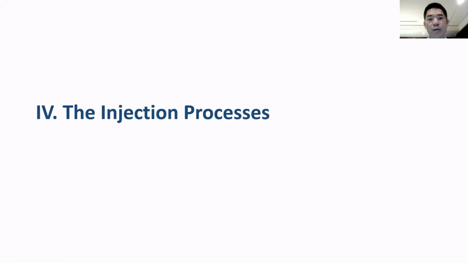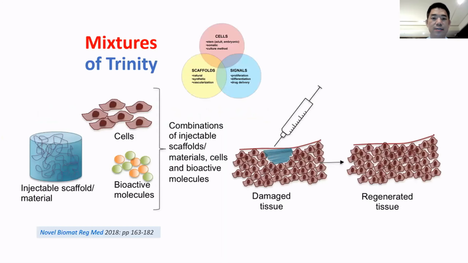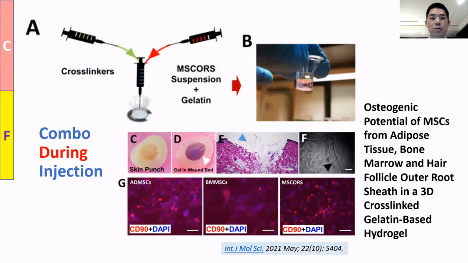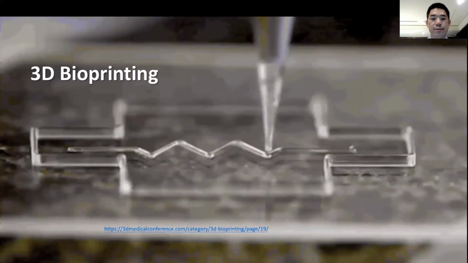So after the combination of the scaffold, we will talk about something about the injection processes, especially for our interventional pain physicians. Most of us will think that, oh, just combine them together and mix them, inject on the target tissue. Well, that's normal. But there are some details which may be different from each other. First, the mixture of that combo can be made prior to injection, or it can be done during the injection, which means we have to mix them together during the injection.